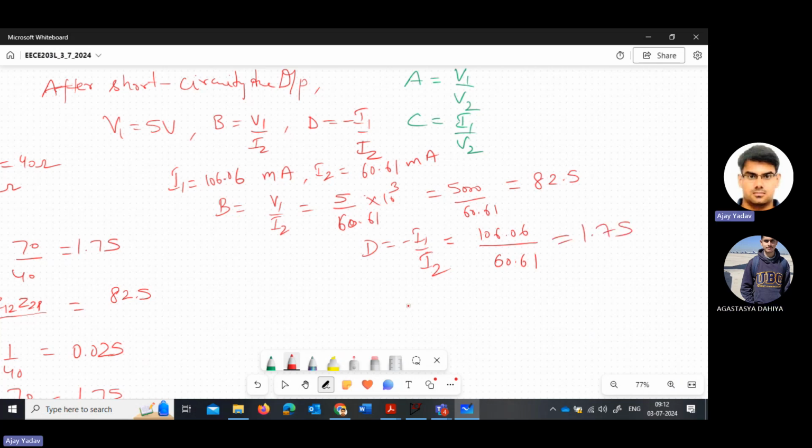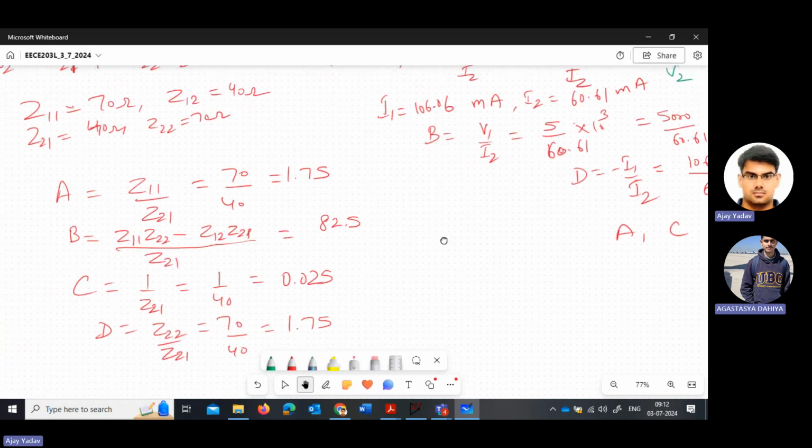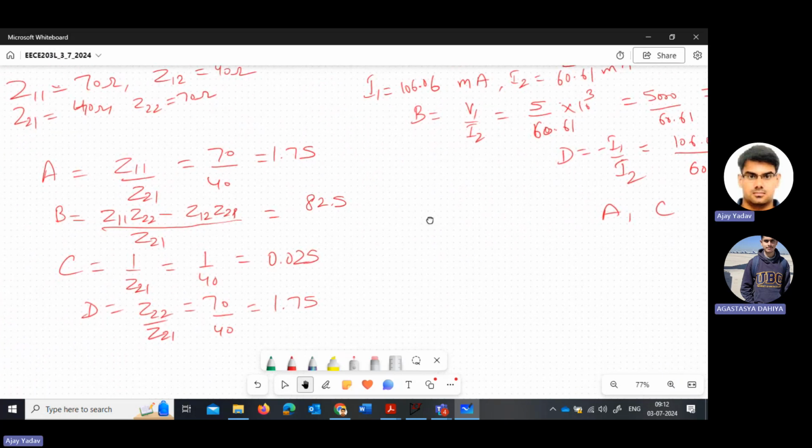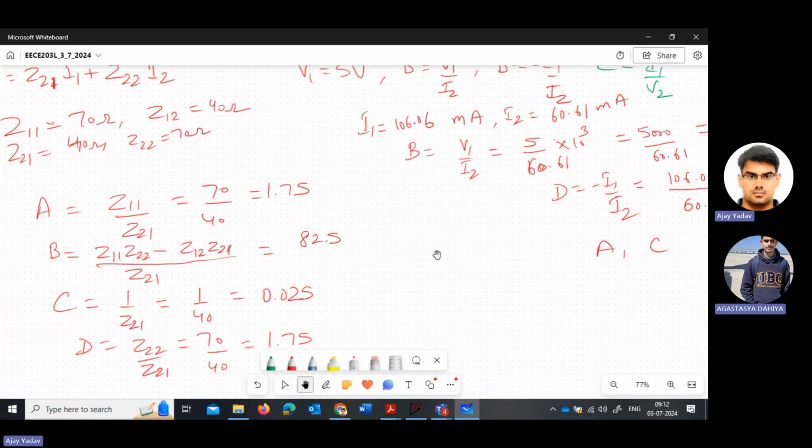Similarly, you can calculate the A and C parameters, because you have to open circuit the output and then you can calculate. Those values will also come out the same. So if you see here, we are able to obtain the same theoretical and experimental readings. So I think now you can calculate the Y parameters and ABCD parameters using LTSpice and mathematically also. You understood this concept?